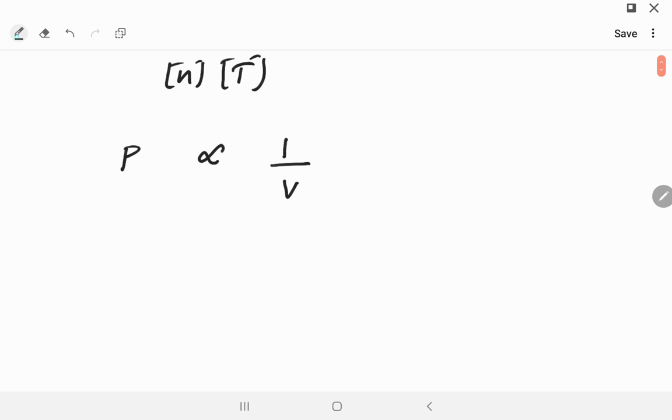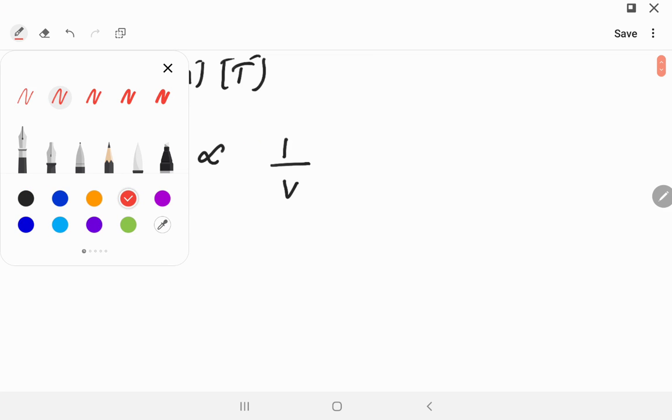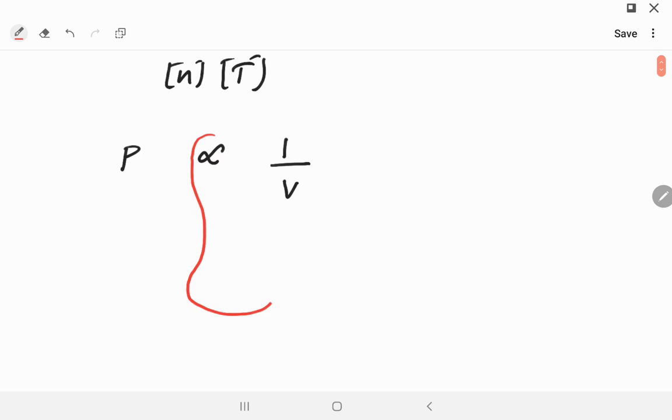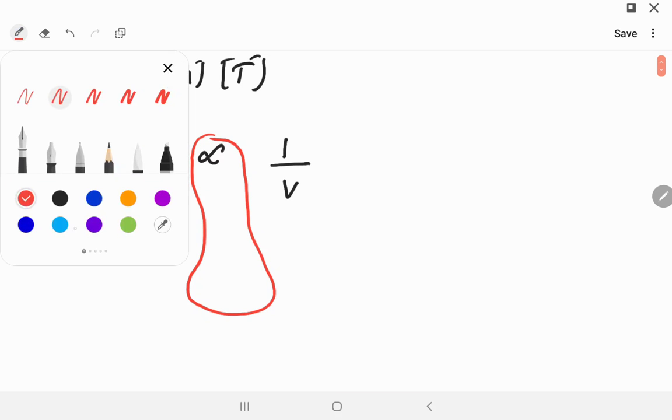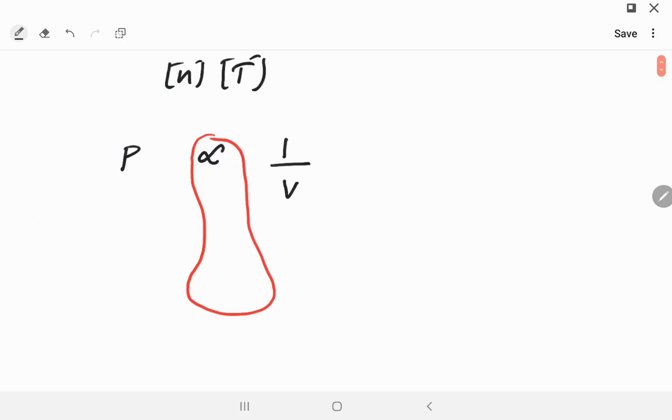So that is exactly what we are going to do. We are going to replace this particular proportional sign with an equal sign, but here is the catch. Just because you want to replace it, you can't just put an equal sign. The equal sign comes with a constant. Let's call it k. So basically now we know that pressure is equal to a constant times 1 over V.